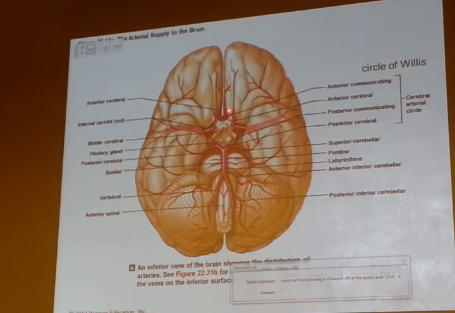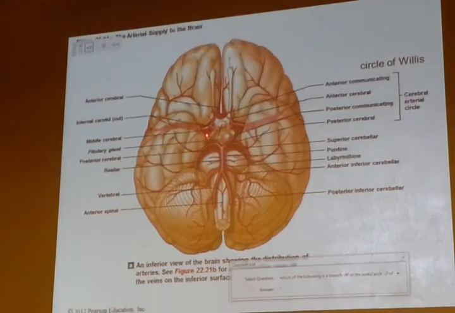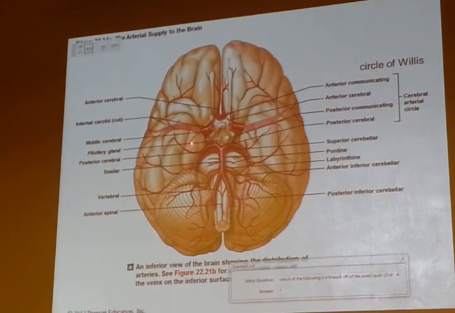So this is your circle of Willis. It consists of the posterior cerebral, posterior communicating, carotid, anterior cerebral, and anterior communicating arteries. This middle cerebral artery that is headed out to the parietal and temporal lobes is a very important part of this circulation as well.